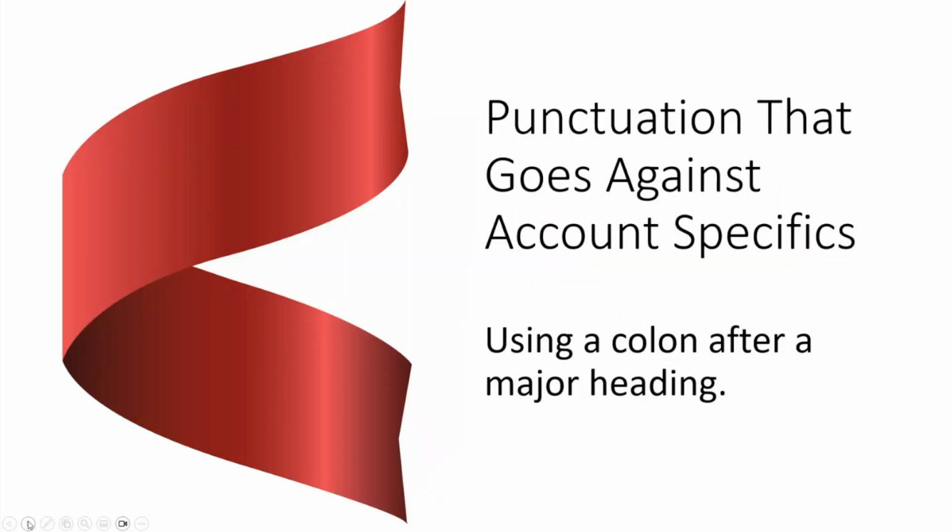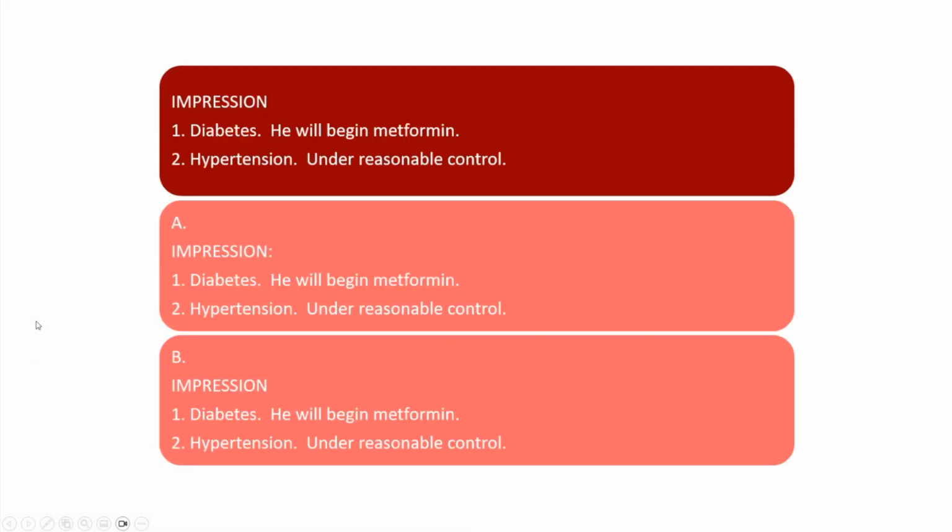Okay. So another example of punctuation that goes against account specifics is a colon after a major heading. And I think you guys are going to get this one really quickly. So the same impression is dictated. The two different examples, which one do you think is correct? And I'm expecting everybody to get this one right.